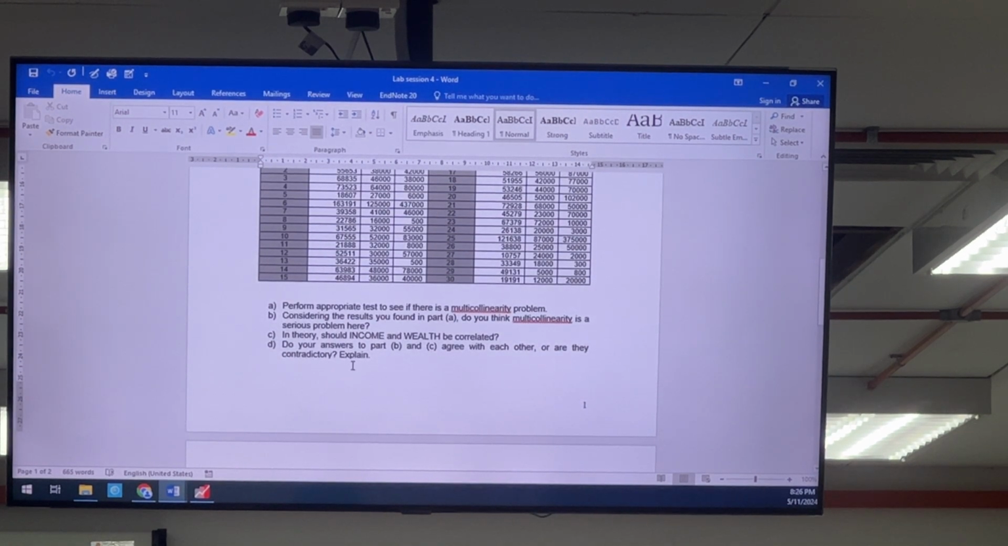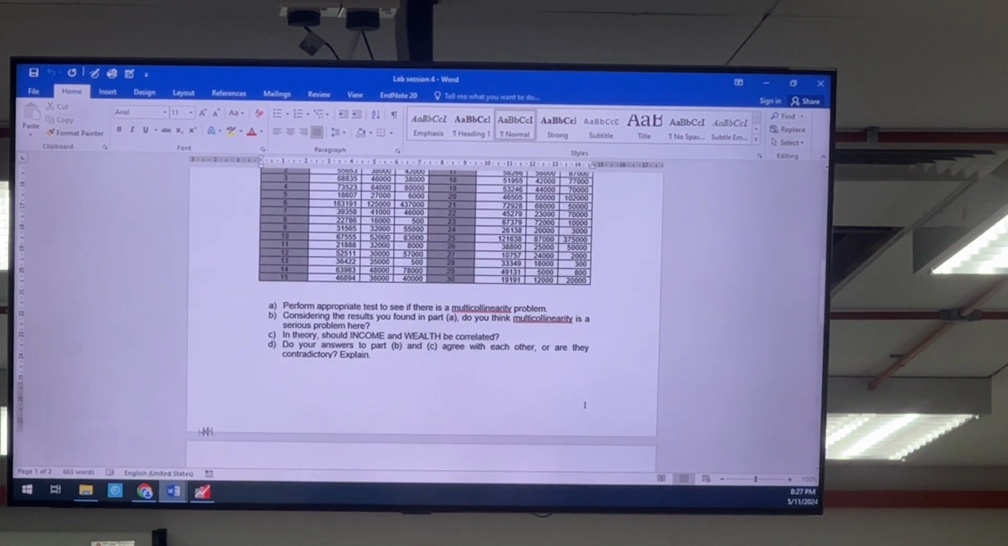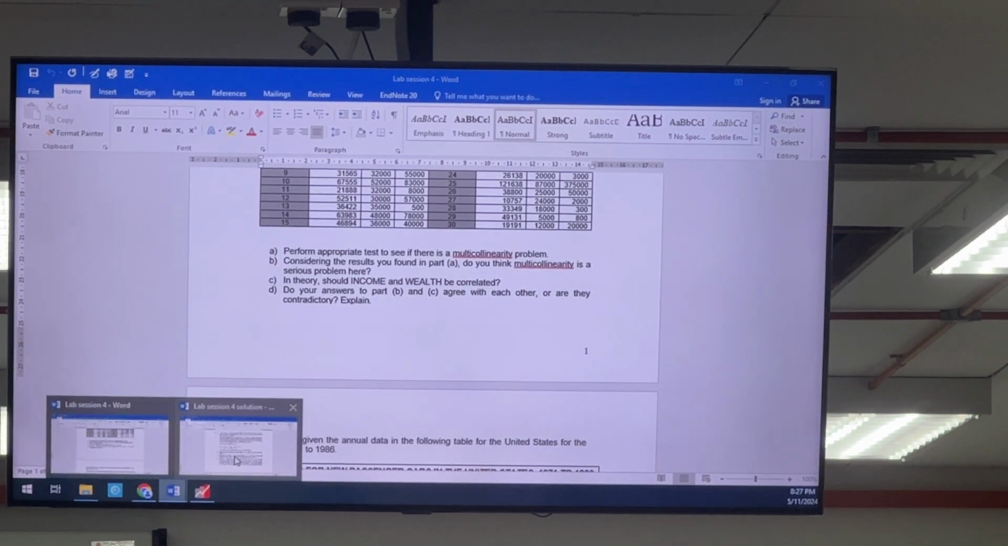So in theory, should income and wealth be correlated? Theoretically or logically, they are supposed to be, because those who have higher income have better wealth. Income and wealth should be correlated to some extent, since people who have high income will eventually have more wealth. Then D, do your answers to part B and C agree with each other? Oh, they are contradictory. Explain.